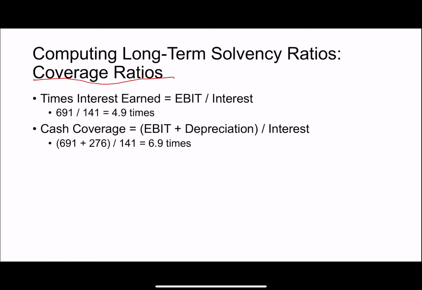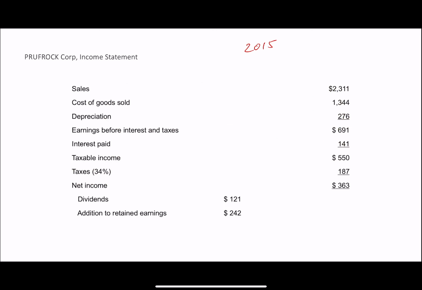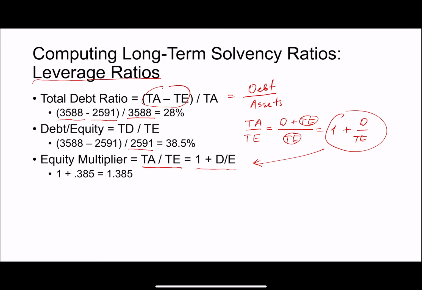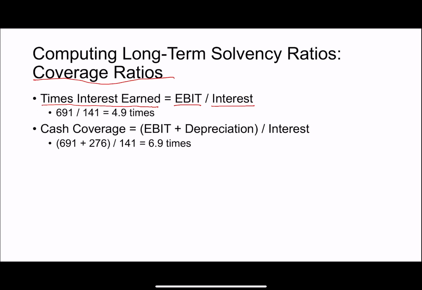So that's the first ratio, which is called times interest earned. Times interest earned is equal to EBIT, earnings before interest and taxes, divided by your interest expense. That ratio is coming from your income statement. My EBIT in this case is right here. It's 691 and my interest expense is 141. If I take the ratio of the two, I will get my times interest earned. It's 4.9 times.